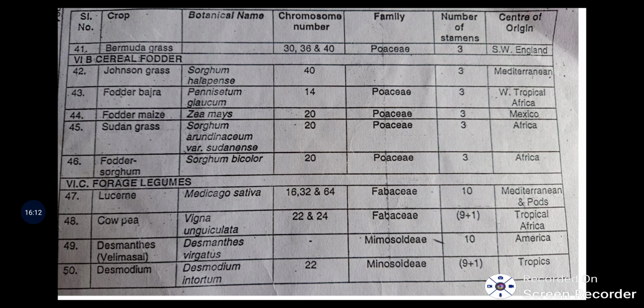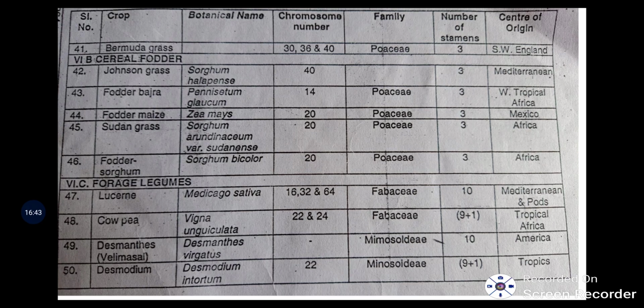Fodder maize, Zea mays, means if we grow maize for fodder purpose, that is nothing but fodder maize, which belongs to Mexico. Sudan grass, Sorghum arundinaceum variety sudanensis, which is same as sorghum, that has 20 chromosomes, belongs to Poaceae family and Africa is the origin. Fodder sorghum is Sorghum bicolor.